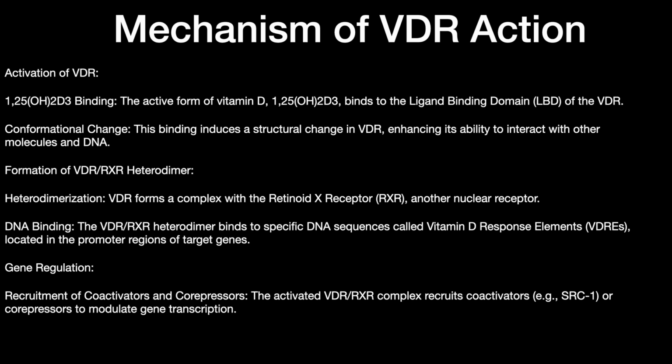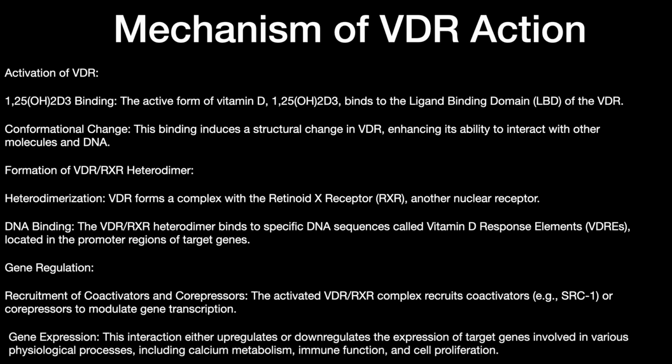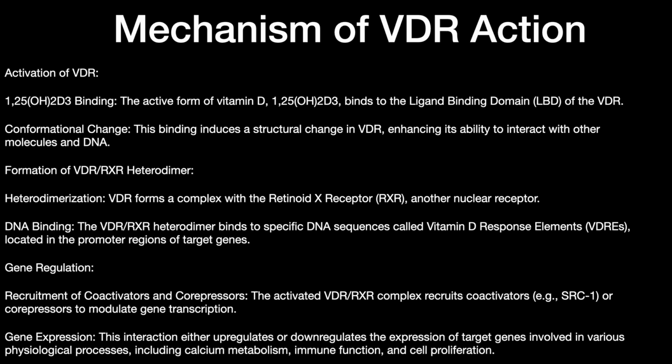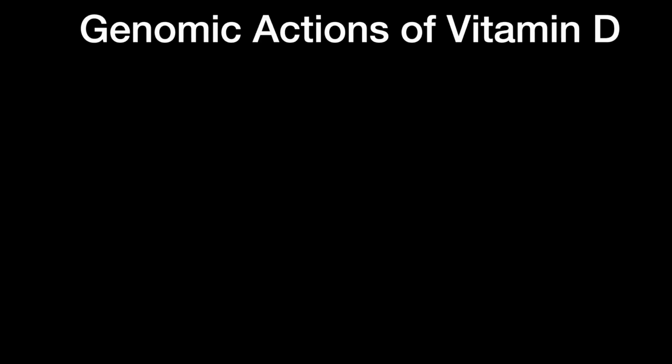The activated heterodimer receptor recruits co-activators like SRC1 or co-repressors to modulate the gene's transcription. This leads to upregulation or downregulation of the target genes involved in various physiological actions, including calcium metabolism, immune function, and cell proliferation.